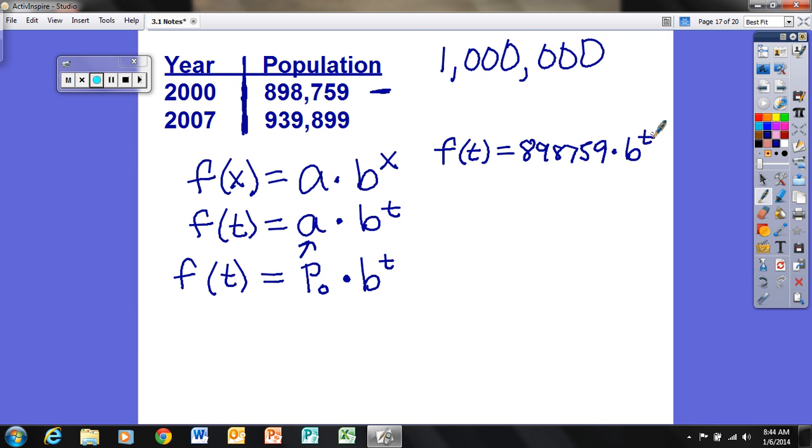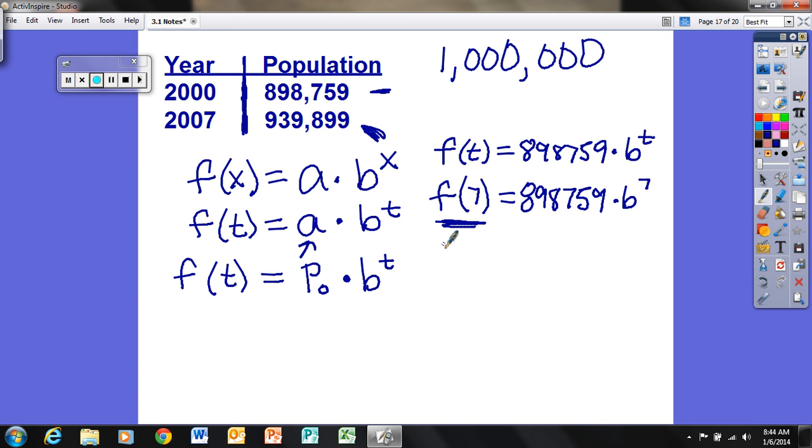Once I have this information, I can figure out what my exponential function is going to be using the other piece of information that they give us in 2007. Well, in 2007, what's the t value going to be? It's been 7 years, so our t value is going to be 7. F of 7 equals 898,759 times b to the 7. Well, I know what my f of 7 value is because they gave us that information.